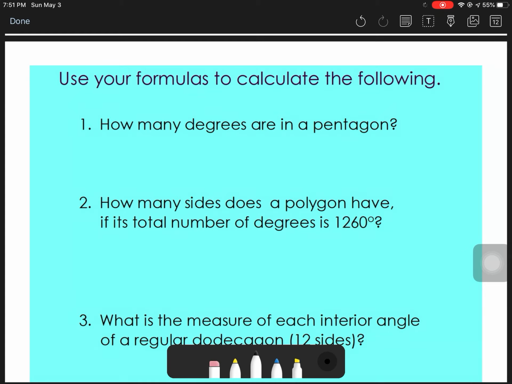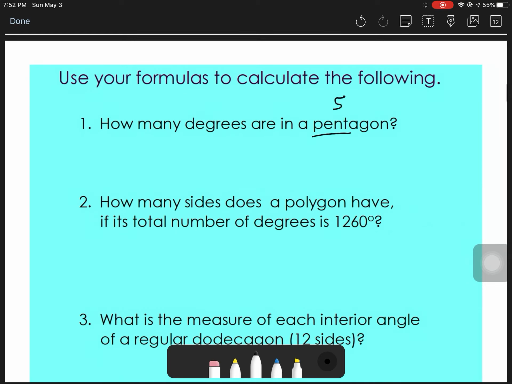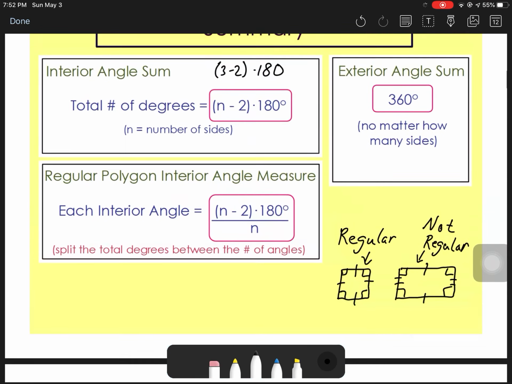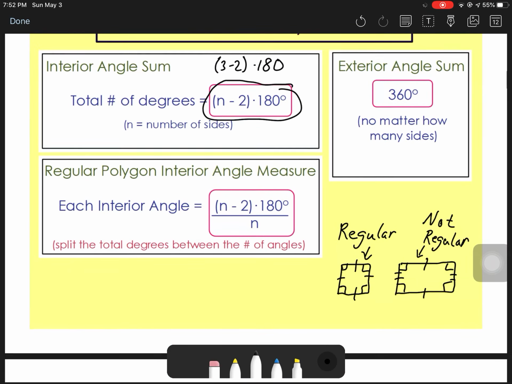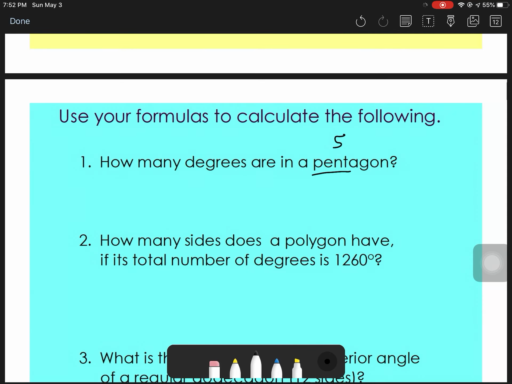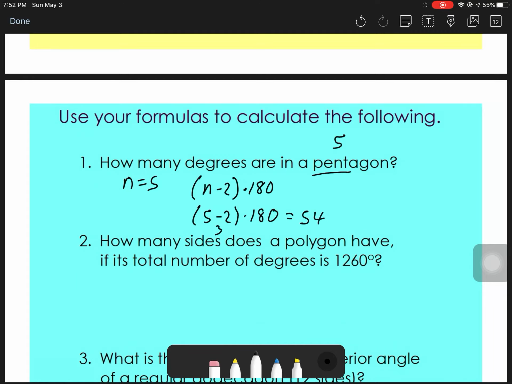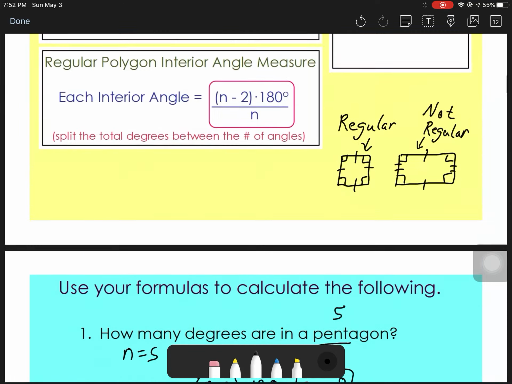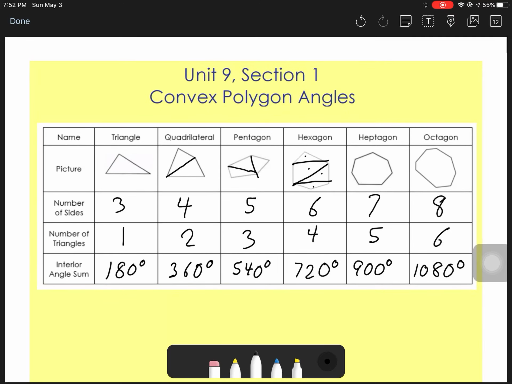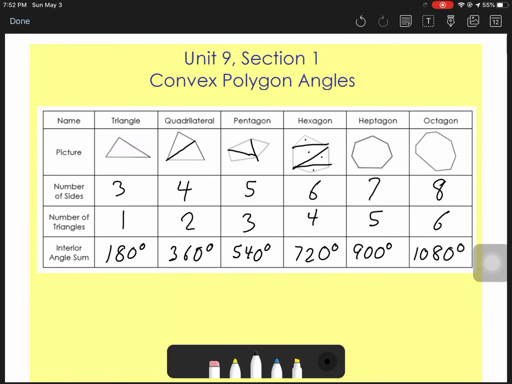Okay, so let's use these formulas to calculate the following. How many degrees are in a pentagon? Penta means 5, so this is a 5-sided figure. We want to use the formula we used with the triangle example, n minus 2 times 180. So n equals 5, we substitute 5 for n, 5 minus 2, and you get 3. 3 times 180 ends up being 540 degrees. And if we go back up to our chart, which we talked about earlier, pentagon, interior angle sum, 540, because there are 3 triangles.